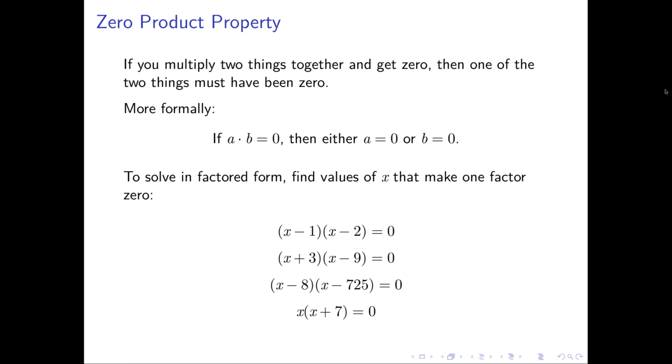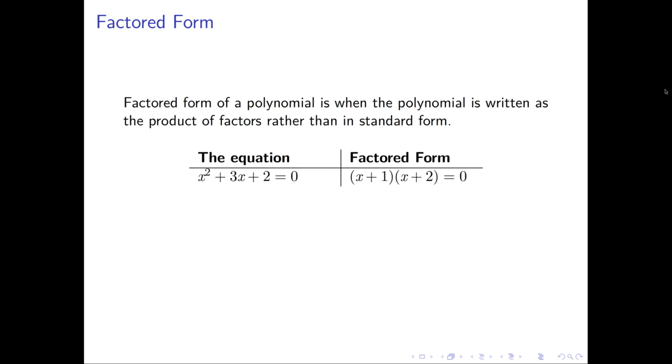So if an equation is not in factored form, like this, and you need to solve it, putting it in factored form might be the thing to do. So let's see what factored form is. The factored form of a polynomial is when the polynomial is written as the product of factors rather than in standard form. So if we look at the first equation, x squared plus 3x plus 2 equals 0, factored form is x plus 1 times x plus 2 equals 0. And for the second one, if you factored that, 3x plus 2 times x plus 1 would be the two factors.